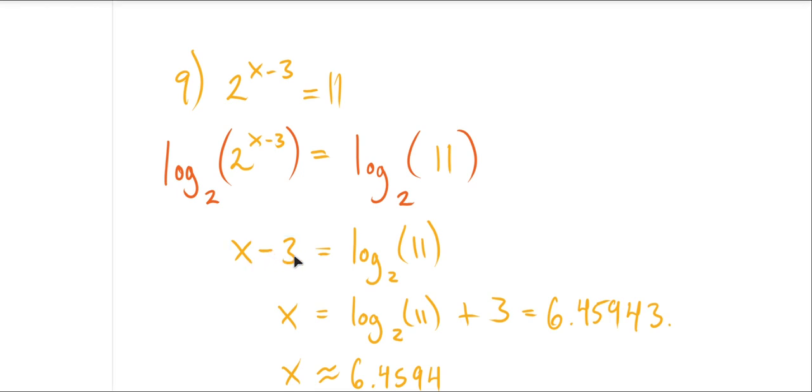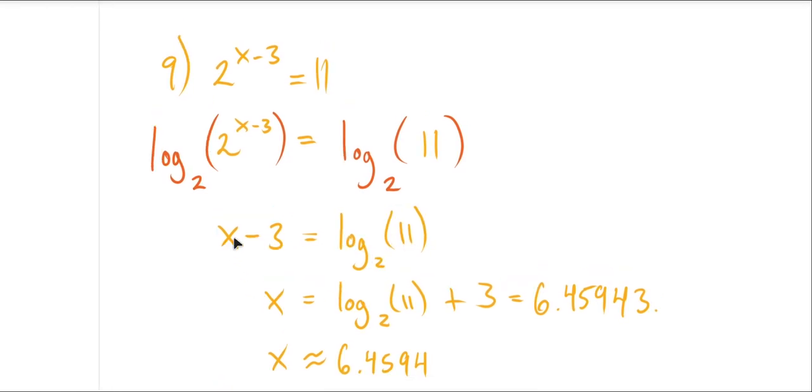This is going to give me x minus 3 is equal to the log base 2 of 11. In order to fully solve for x, I need to move that 3 over to the other side as a plus 3. So this, log base 2 of 11 plus 3, would be my exact answer. This whole expression would be the exact answer. And this, 6.4594, is our approximate answer.